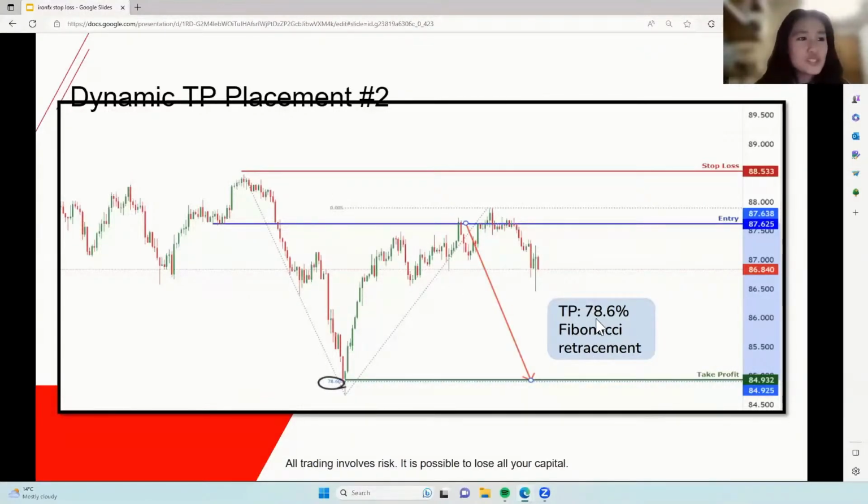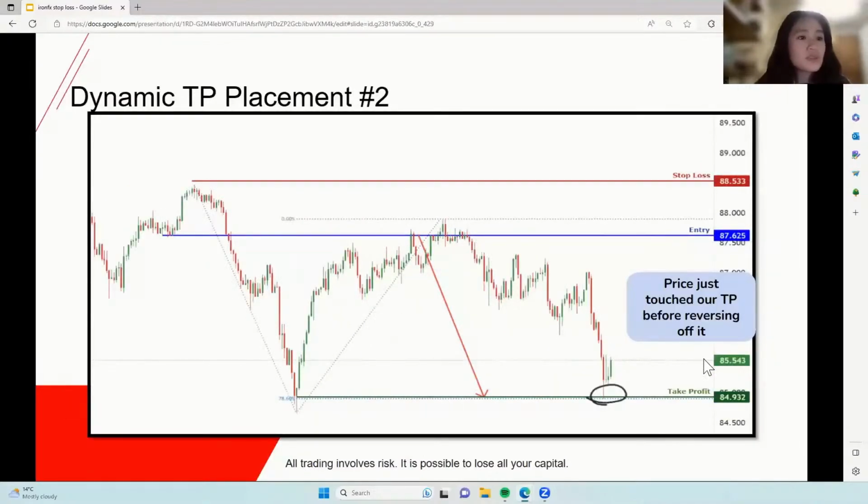Okay, this is wrong. It should be Fibonacci projection, because this is our starting point, our middle point, and our ending point. So this is a 78.6% Fibonacci projection. Sorry about that. But the chart is still correct. We have a projection level that lines up nicely with our take profit. So you can see we're expecting price to be attracted to this area because of the swing low resistance, swing low support, as well as this Fibonacci level.